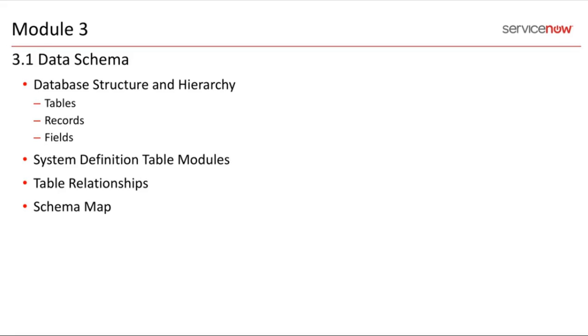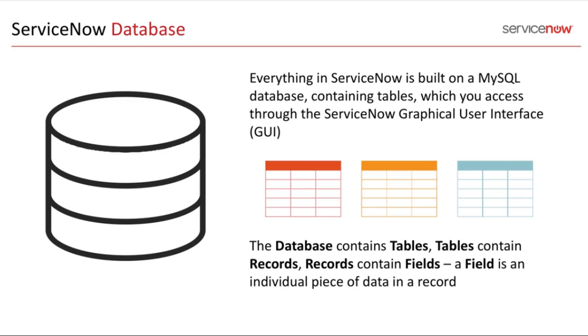Cool. Very cool. Right now we're going to get into exactly that, our database structure. System definitions of our tables, our relationships, and into the schema map, which I think is pretty cool. The schema map is the graphical representation of how the tables relate to each other. Sounds cool. All right, so ServiceNow is a database with our UI built on top.